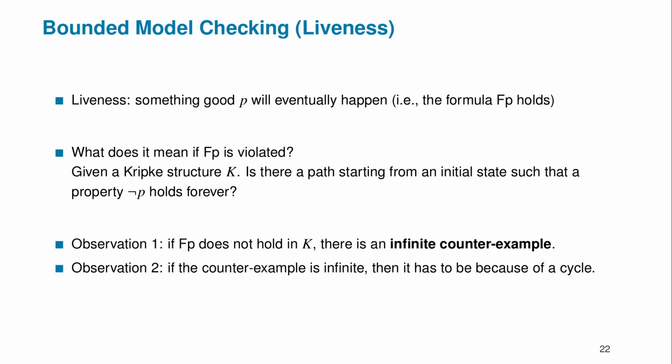Okay, this looks not so good, but we are lucky in the sense that the Kripke structure has only a finite amount of states and a finite amount of transitions. And this leads us to observation 2, namely that if the counterexample is infinite, then this has to be because of a cycle. This means in order to detect if a liveness property is violated, we have to consider all the cycles in a Kripke structure and check if on one of these cycles property P never holds. And again, we do a bounded approach, meaning that we fix the number of states and incrementally increase it.